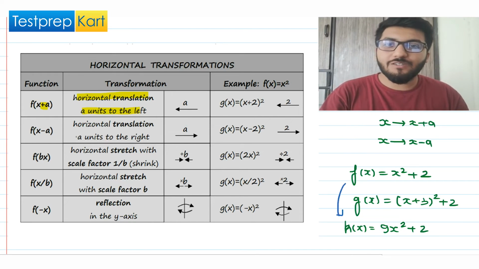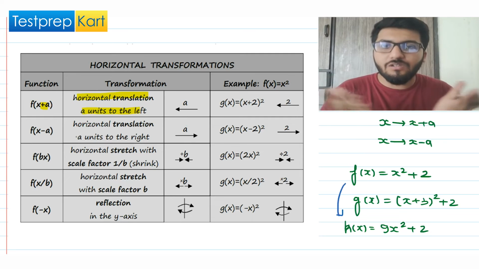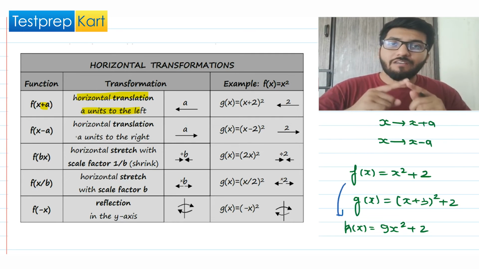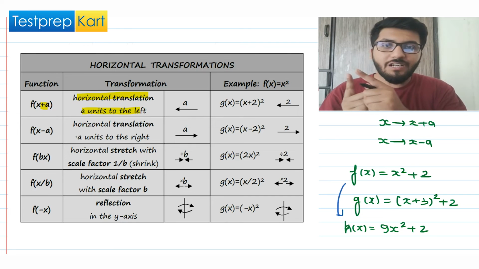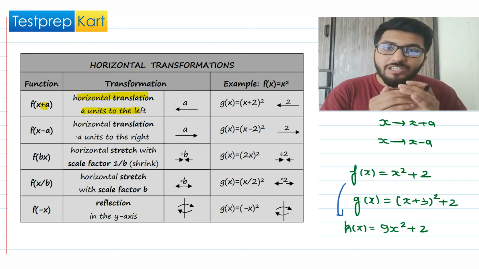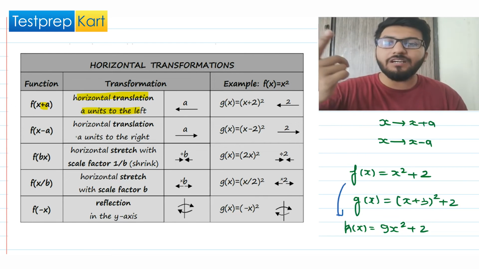So just try to imagine what is happening when you are making a change to x. Along the horizontal axis the things will work, but also opposite things. Like when we had x plus a, left translation, x minus a, right translation, bx is there, then shrinking, and for x by b, the stretching. And similarly, the opposite things will work in the vertical translation.